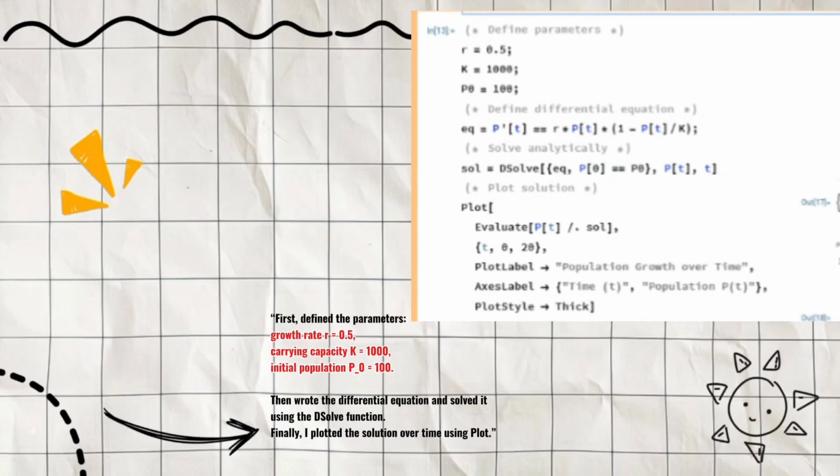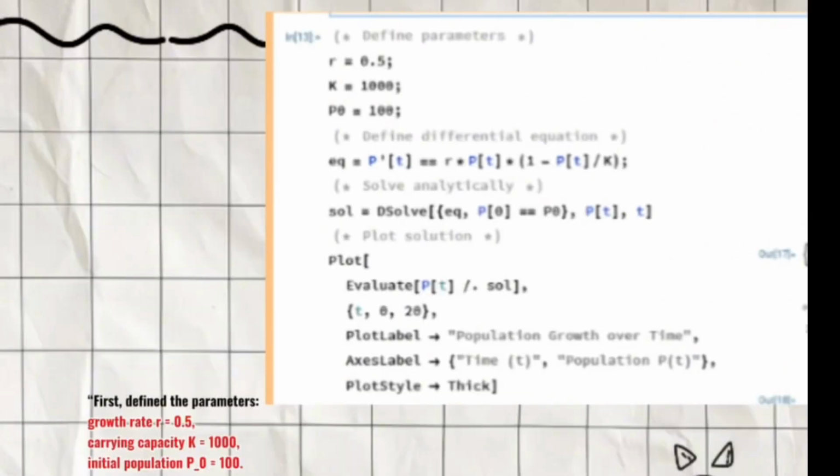Computational solution using Mathematica. This is the code I used in Mathematica. First, I define the parameters. Growth rate r equals 0.5, carrying capacity K equals 1000, and initial population P0 equals 100.